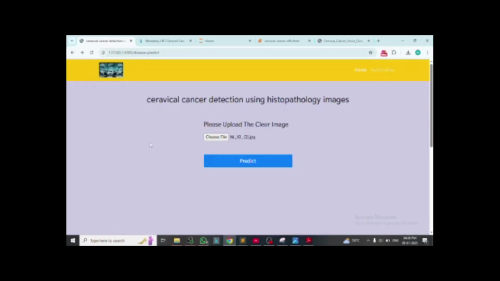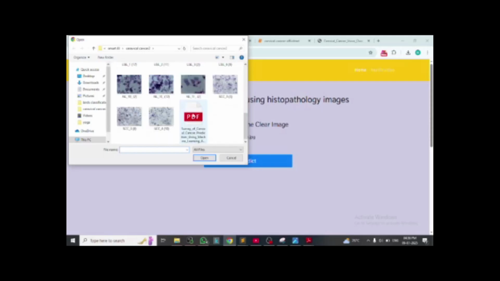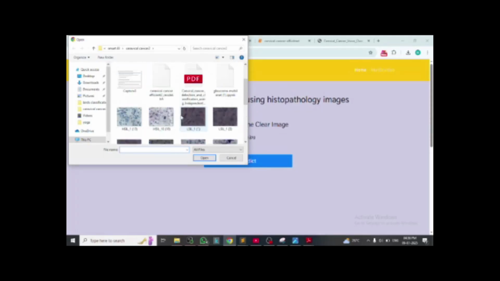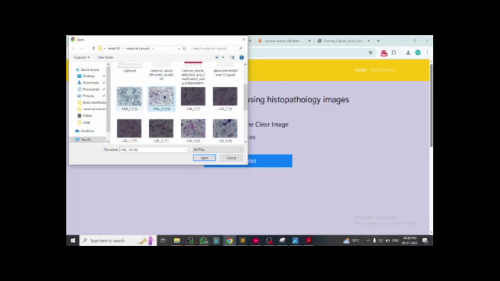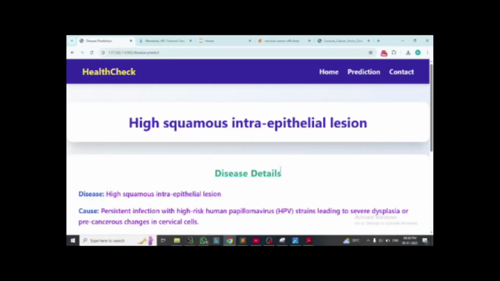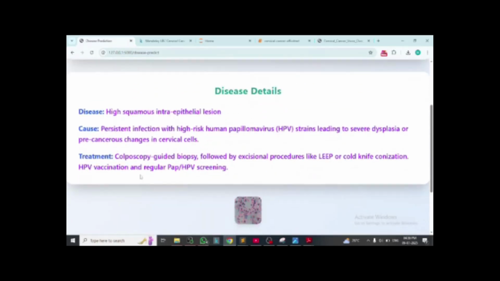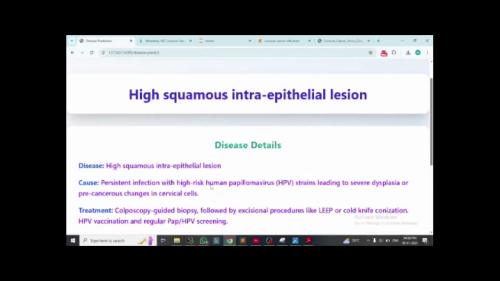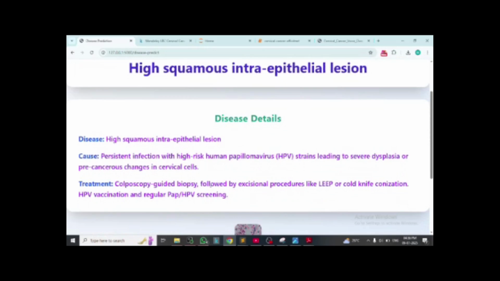And we'll see another one and we'll finish it properly. Okay, we'll predict for this one also. Then we will finish it up. High squamous intraepithelial lesion, disease details and cause and treatment for this, which I have already told you. Okay.